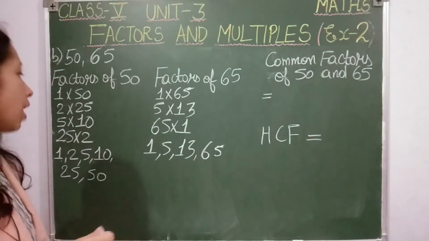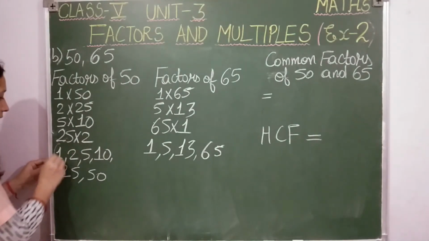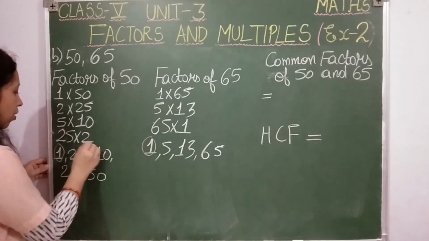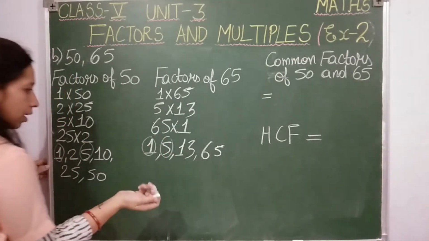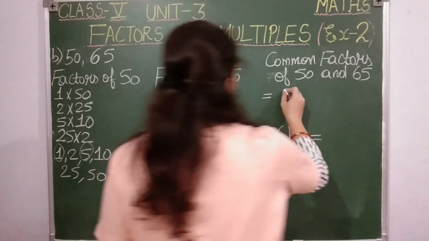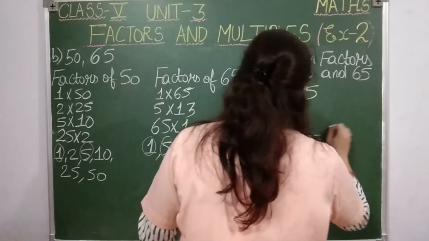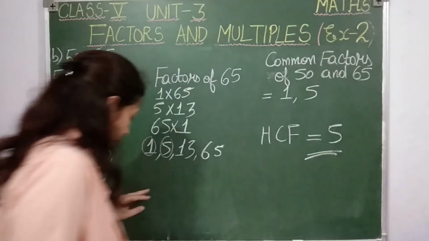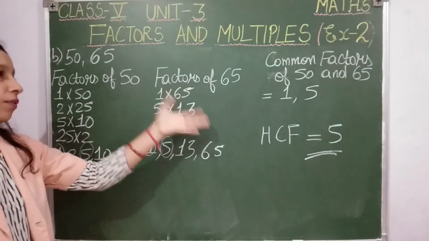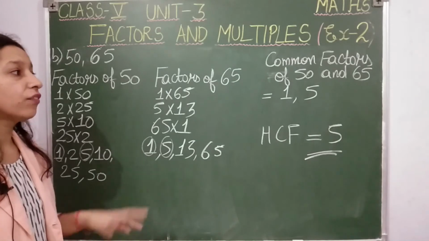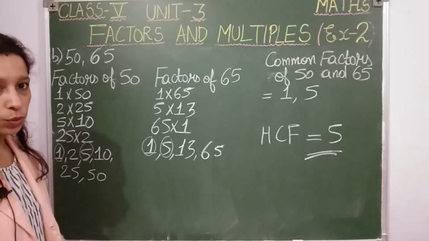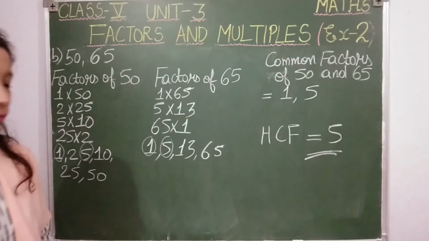Clear, students? Now common factors you have to see. Here 1, 1, 5, 5. That's all. Only 2 common factors between 50 and 65. They are 1 and 5. And HCF here is 5. You can see that 5 is the highest common factor which is dividing 50 and 65 exactly. Clear, students? Okay, note it down.